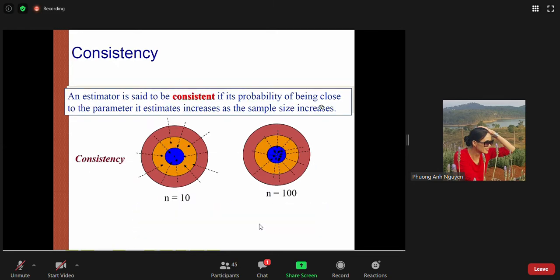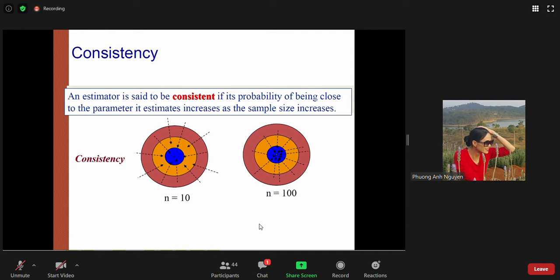Sometimes the estimator is not unbiased. It means that sometimes the estimator is biased. For example, when you calculate the variance, the sum of the squared differences divided by n, in this case it's biased. But the estimator is still good in the sense that it is consistent. Consistency is weaker than unbiasedness, but consistency is important.